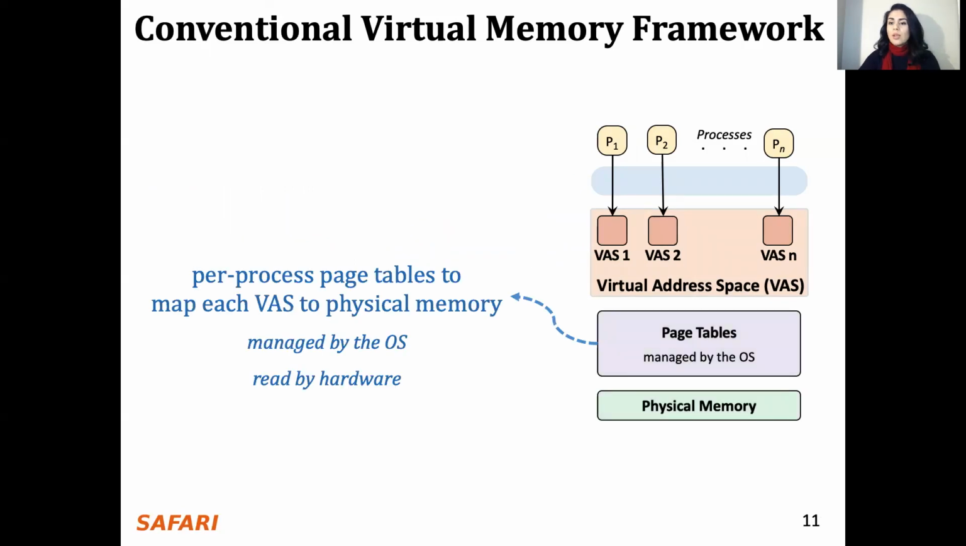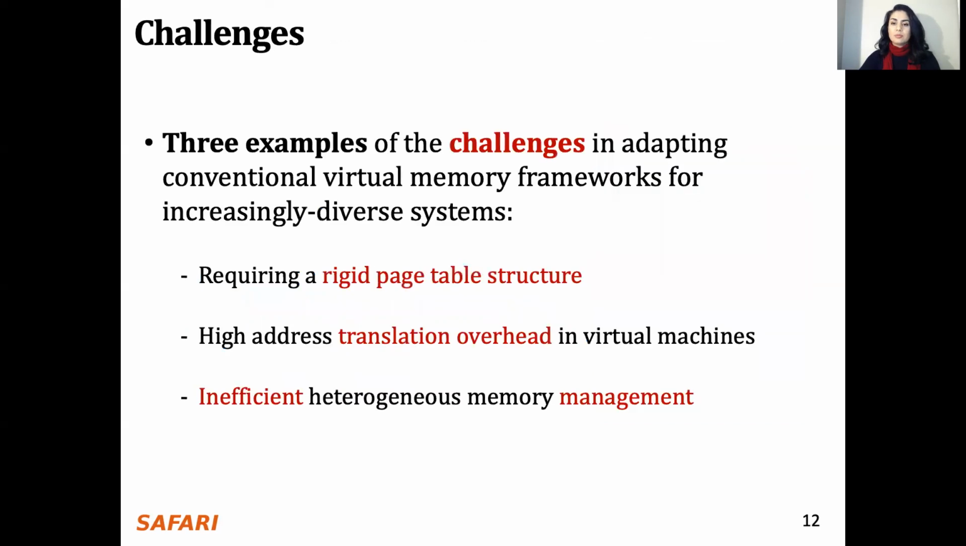The OS defines the mapping from each process's virtual address space to the physical memory and stores both the mapping information as well as permission information in a set of per-process page tables. The page tables are managed by the operating system and read by the memory management unit in the processor to perform address translation. This design suffers from many fundamental challenges when adapting to modern and diverse system configurations.